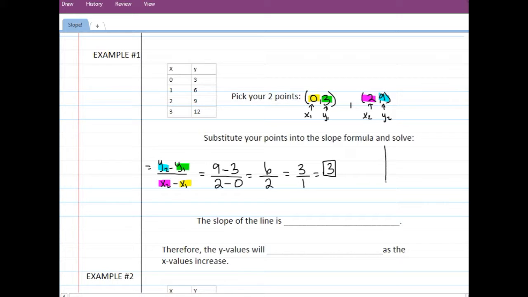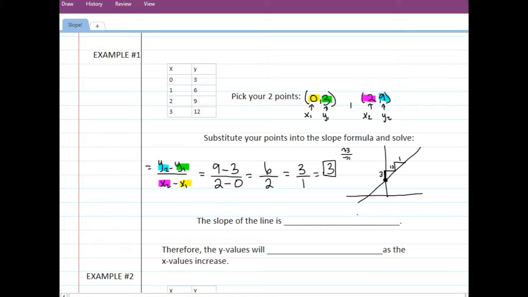In a graph, we can see from the table that the y-intercept is at 3, or y equals 3. And the slope is up 3 over 1. So you go up 3 and over 1. Up 3 and over 1. And you keep doing that until you make your line.